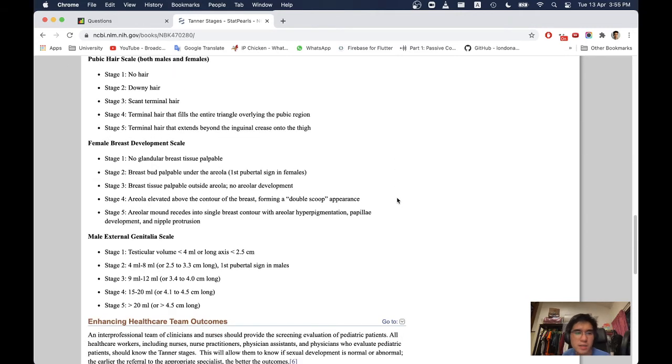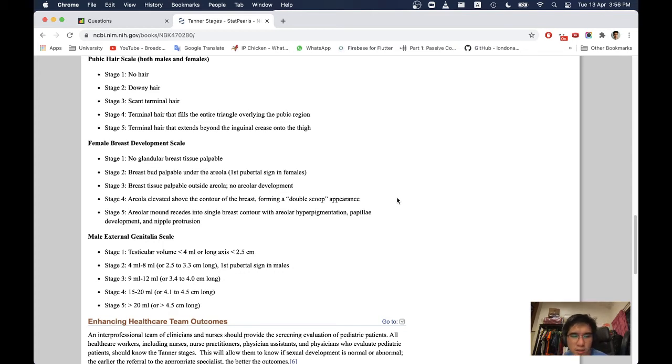Female breast development scale. Stage 1, no glandular breast tissue palpable. Stage 2, breast bud palpable under the areola, first pubertal sign in females. Stage 3, breast tissue palpable outside areola, no areola development. Stage 4, areola elevated above the contour of the breast, forming a double scoop appearance. And stage 5, areola mound recedes into single breast contour with areolar hyperpigmentation, papilla development, and nipple protrusion.